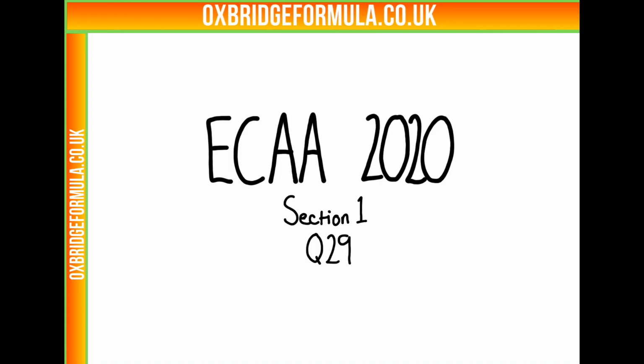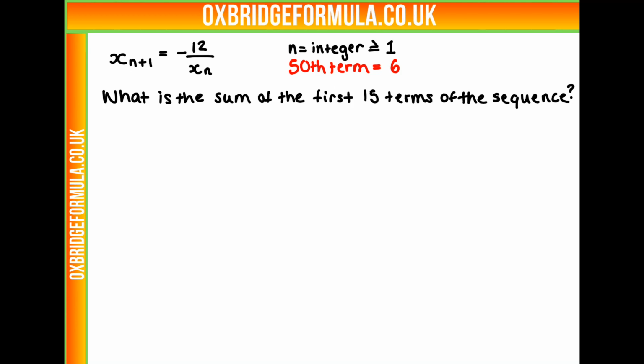In this video, we're looking at ECAA 2020, Section 1, Question 29. So we have an expression for a sequence here: x_(n+1) equals minus 12 over x_n. We know that n has to be an integer that's bigger than or equal to 1, and our 50th term is 6. And our question is, what is the sum of the first 15 terms of the sequence?